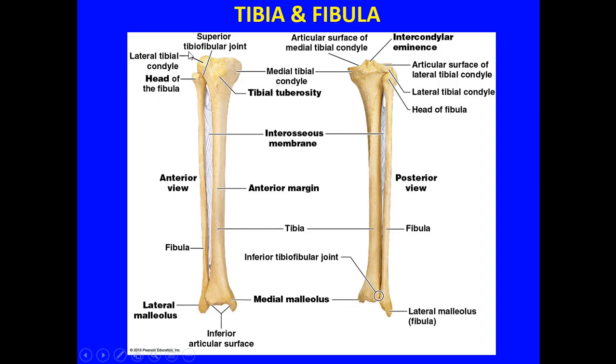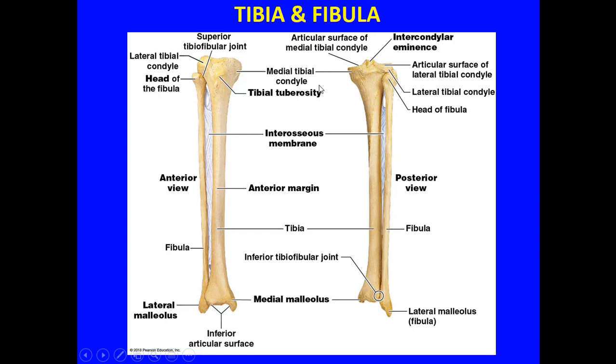this would be the anterior view. So what you have here is the head of the fibula here. Comes in contact with the tibiofibular joint right here. And of course, you've got the lateral tibial condyle here. Note that the head down here for the tibia, this is the head of the fibula. Now on this medial side here, you have the medial tibial condyle.